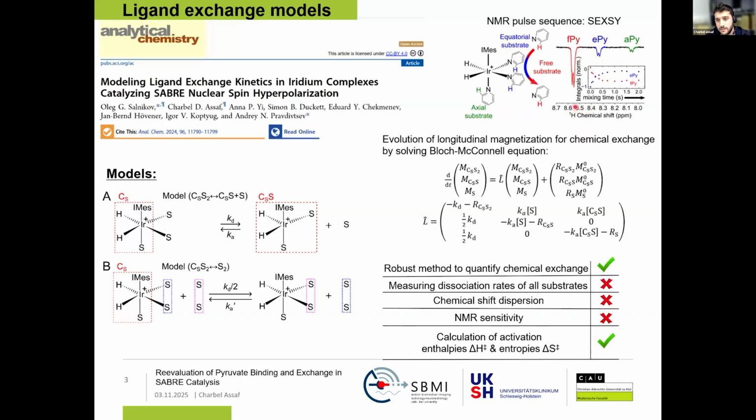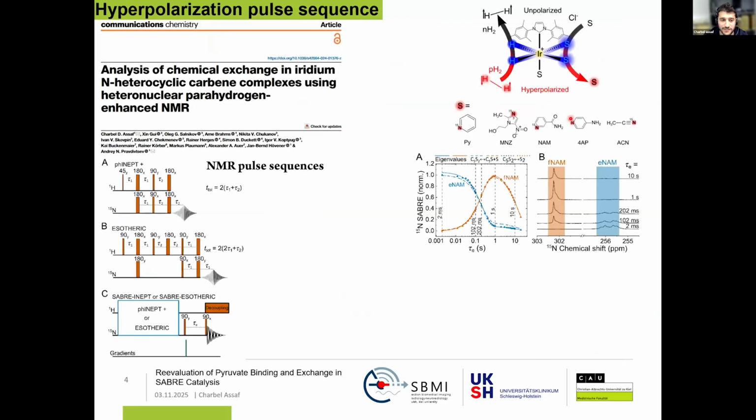However, as we can see, we are using thermal measurements, and the chemical shift difference between the bound and the free substrate is very small. So the chemical shift dispersion is very small. It caused us some problems for acetonitrile or metronidazole, not every substrate, to measure the dissociation rate, because it was difficult to clearly integrate the free and the bound forms. So in this case, it's easy to move to hyperpolarization.